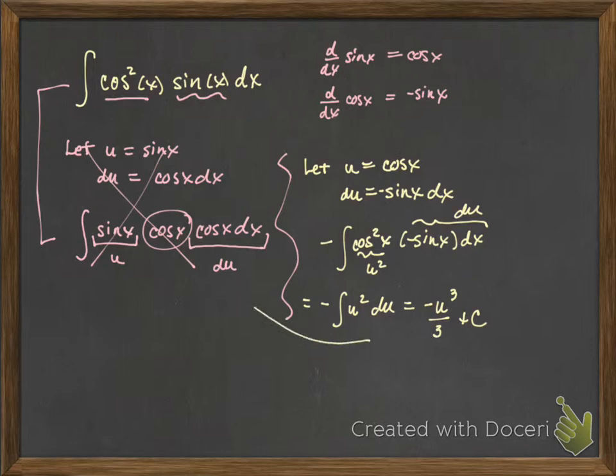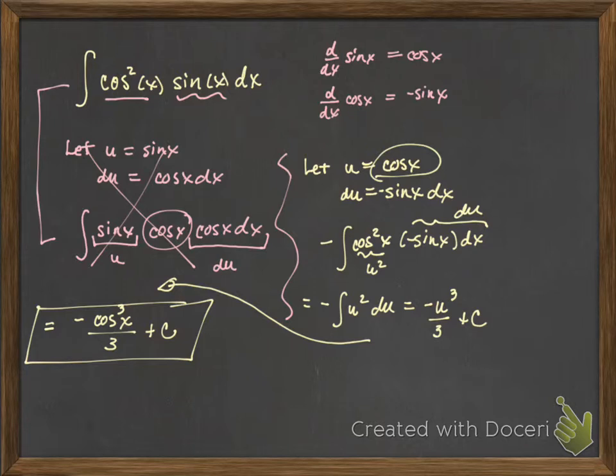And as I said earlier, we always go back to our original variable, which is, what did we call u? Cosine of x. So our final answer should be negative cosine of x cubed over 3 plus c.